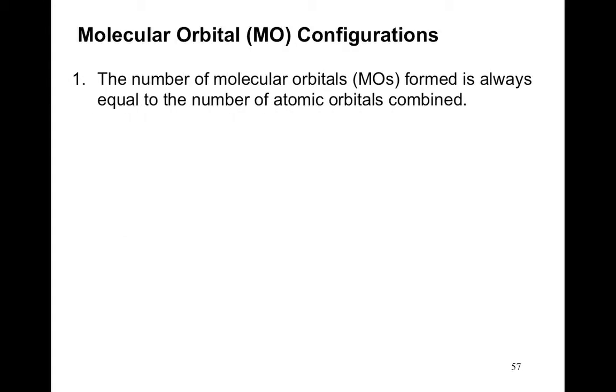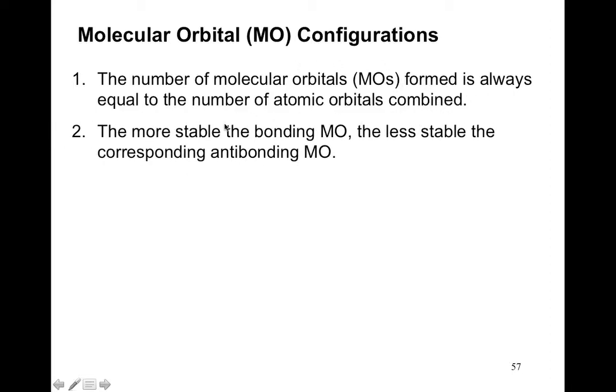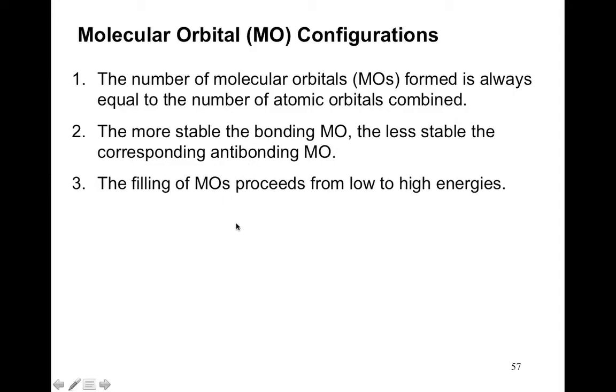So, configurations. The number of molecular orbitals formed is always equal to the number of atomic orbitals that are combined, and the more stable the bonding, the less stable the corresponding anti-bonding molecular orbital is going to be.